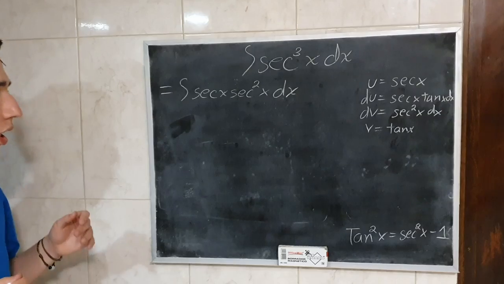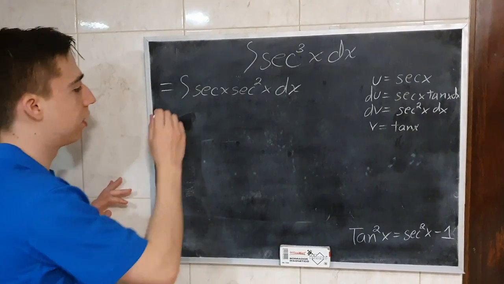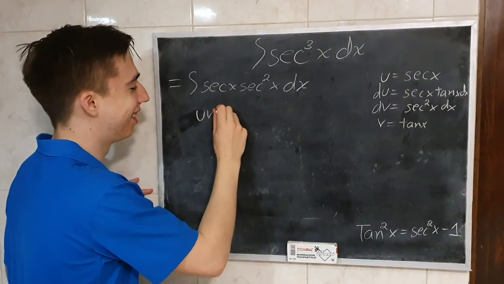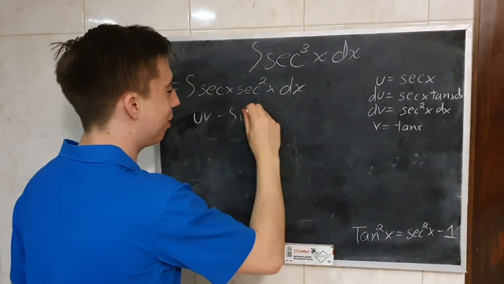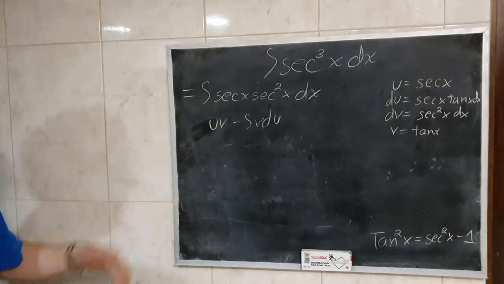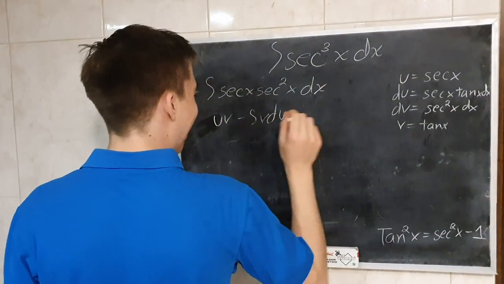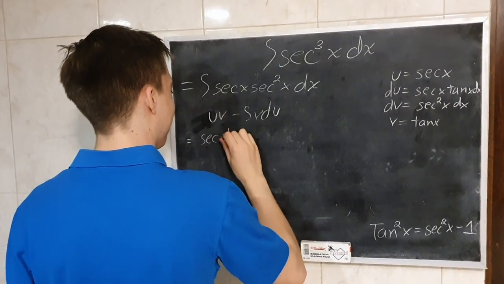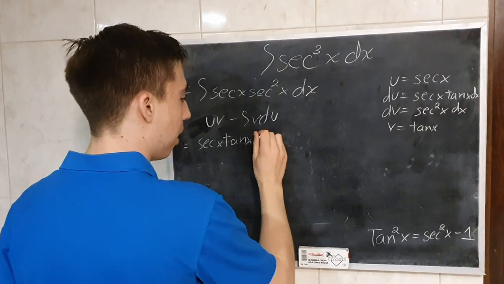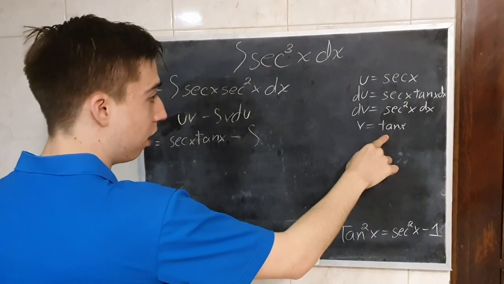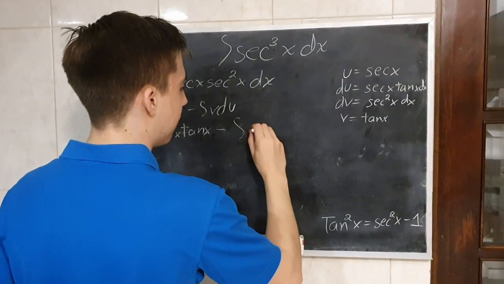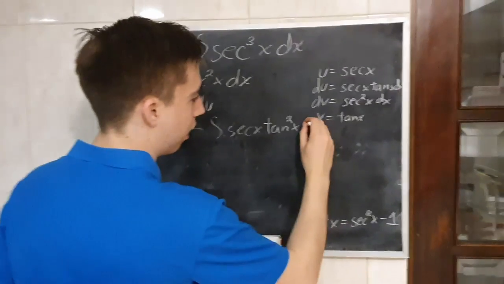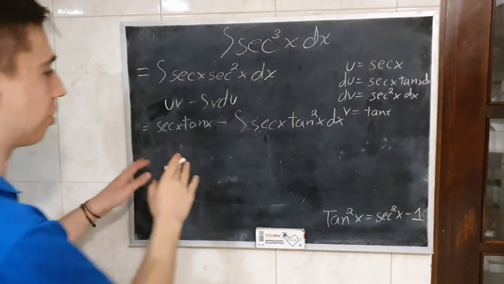Okay? And now we need to follow the formula, which is, if you remember correctly, un valiente soldado vestido de uniforme. That's the formula we need to follow. So we do u times v, so it's secant x times tan x minus the integration of v and du. So it's going to be secant x tan squared x dx.